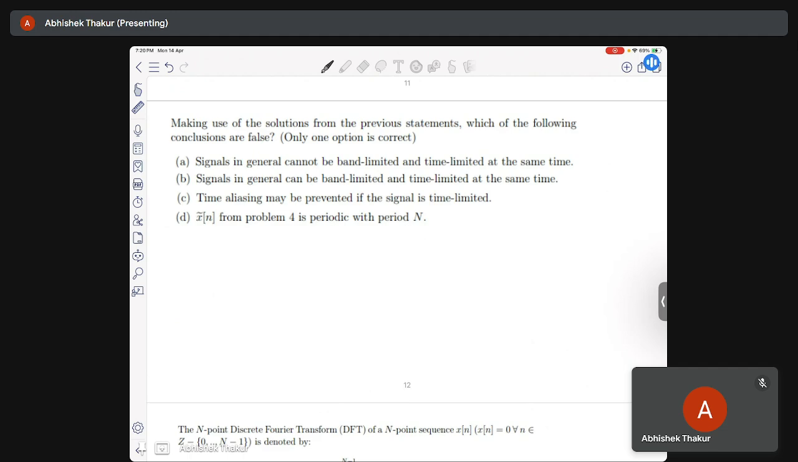Now coming to the next question, number five. Making use of the solution from the previous statement, which of the following conclusions are false? From the solution of the previous questions, it is clear that aliasing can be prevented if the signal is time limited and the DTFT is sampled at a sufficiently high frequency. So the signals in general cannot be band limited and time limited at the same time. So this option is true. Signals in general can be band limited and time limited at the same time. So this is false. So this will be the correct answer for this question.